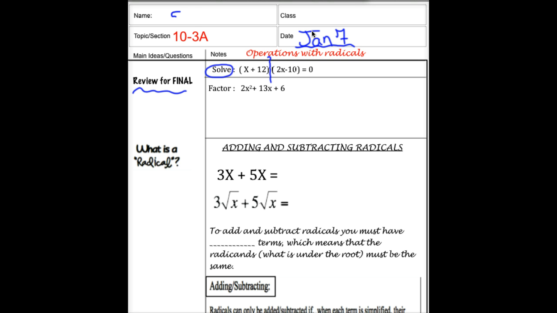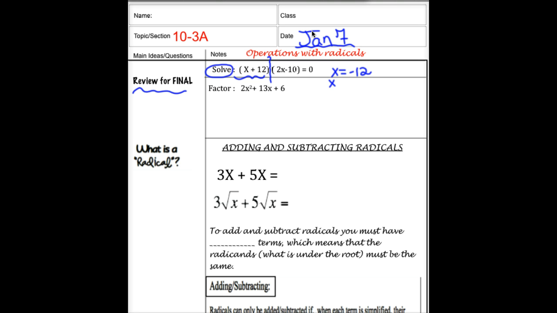You can't multiply a bunch of stuff and get a 0 out unless there's a 0 in there somewhere. So what this means is we know that one part must be 0. It's either the x plus 12, or if not, it's got to be the 2x minus 10. Well, what makes x plus 12 equal to 0? That would be if x were negative 12.